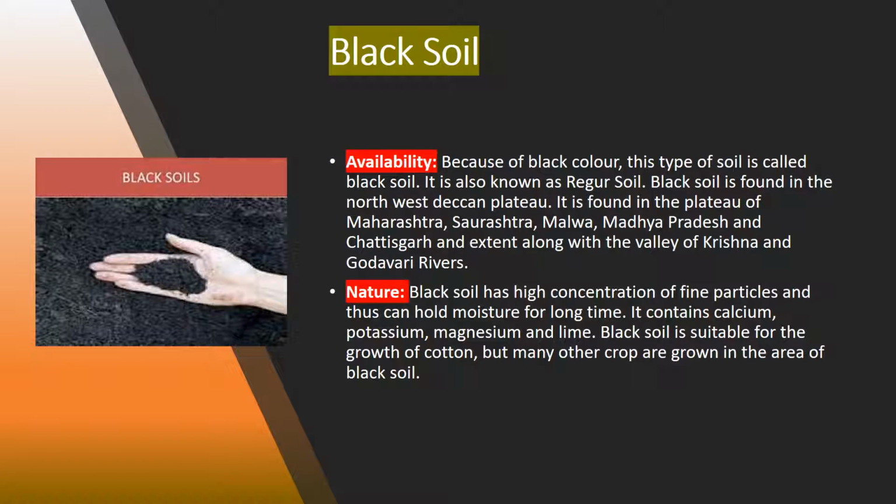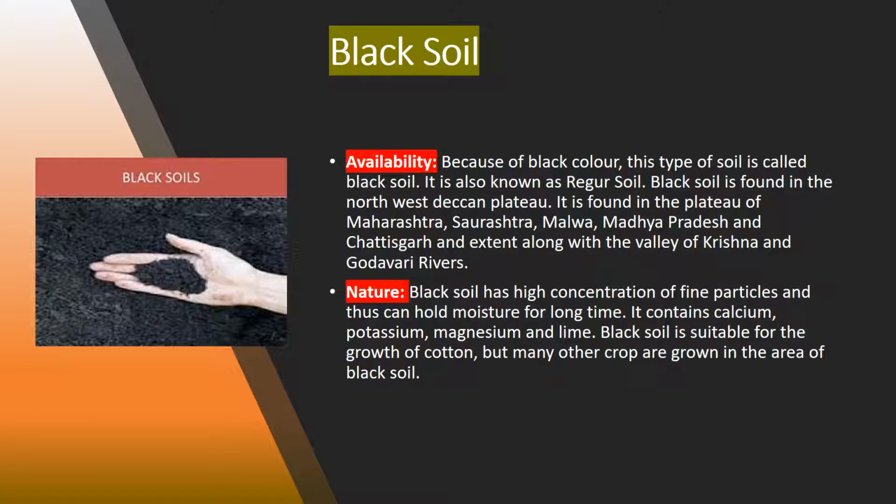Black soil is found in the northwest Deccan Plateau. It is found in the plateau of Maharashtra, Saurashtra, Malwa, Madhya Pradesh and Chhattisgarh and extends along the valley of the Krishna and Godavari rivers. Nature. Black soil has a high concentration of fine particles and thus can hold moisture for a long time. It contains calcium, potassium, magnesium and lime.